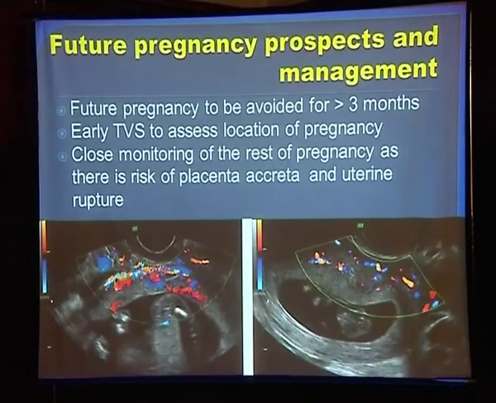And what are the future prospects of these women? Because prolonged follow-up is needed, and also the methotrexate levels might persist in the body for longer periods, future pregnancy is to be avoided for up to 10 months. And once she conceives, an early transvaginal ultrasound is needed to assess the location of the pregnancy, and close monitoring is mandatory for the rest of pregnancy, as there is risk for placenta accreta and uterine rupture.